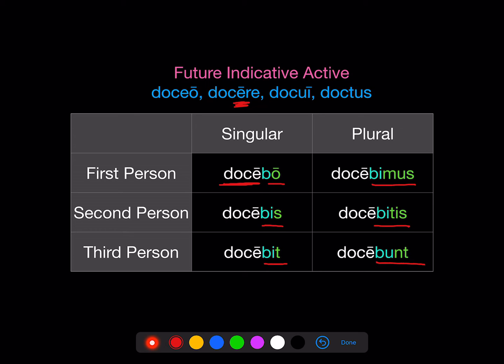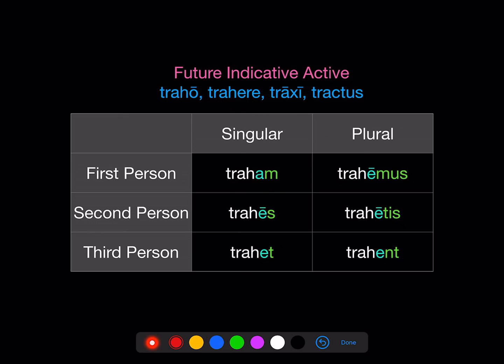So in the first and second conjugation, you have the stem from the second principal part, porta, doce, plus these endings. The third conjugation is tougher because in the third and fourth conjugations, the future indicative active isn't signaled by that bi, but by a vowel change. A in the first person singular, E in the other persons.